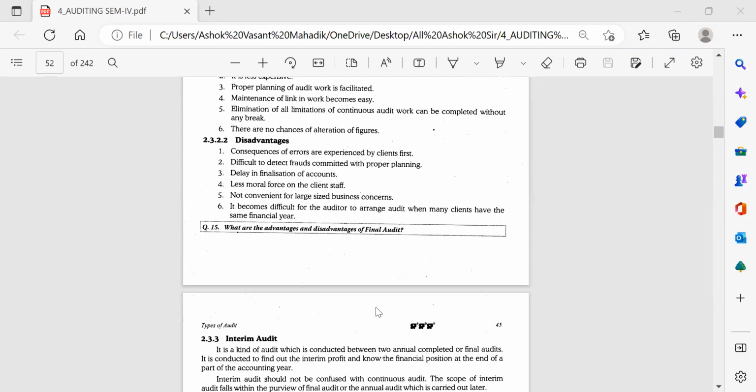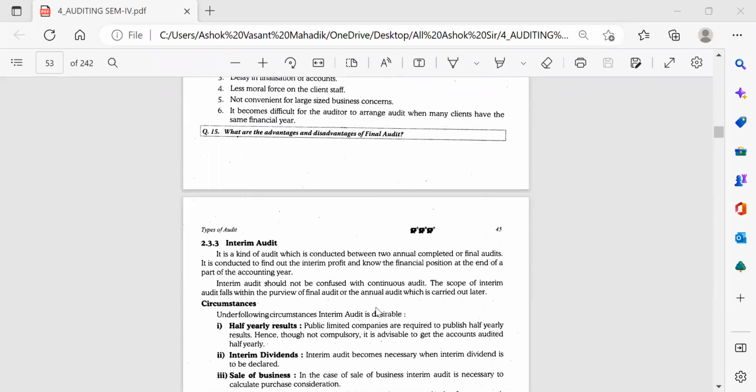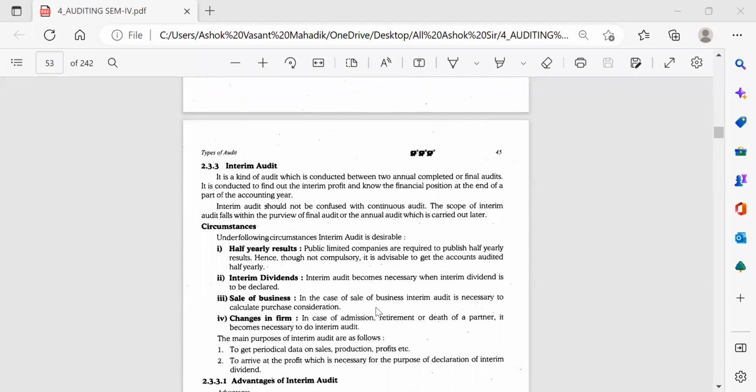Likewise, not convenient for large size organizations. Yes, because their volume is large, so the big companies cannot go for this final audit because it will not be possible for the auditor to complete the work. Clear? It becomes difficult for the auditor to arrange audit when many clients have the same financial year. Now in India, everybody is following the same financial year. So there will be an issue. Clear?